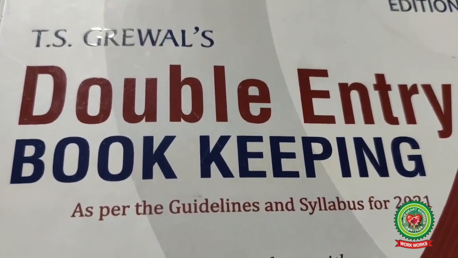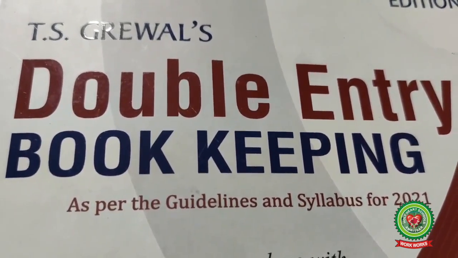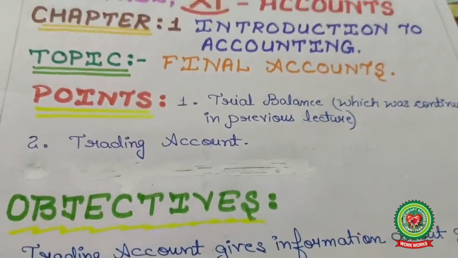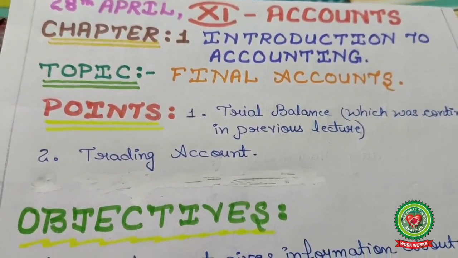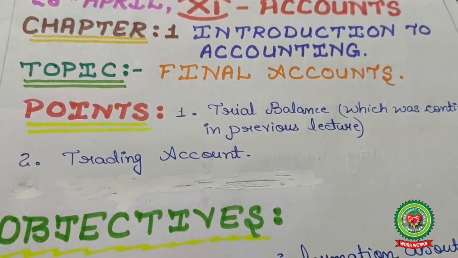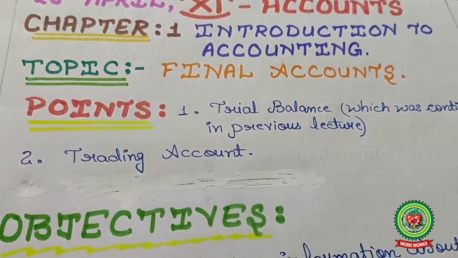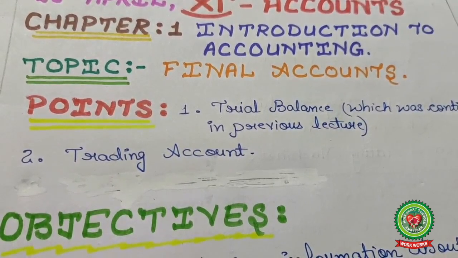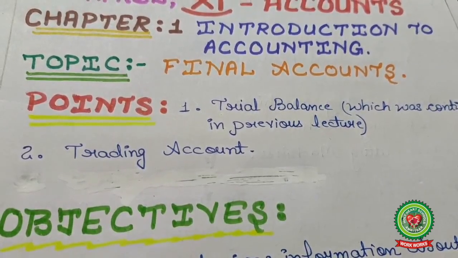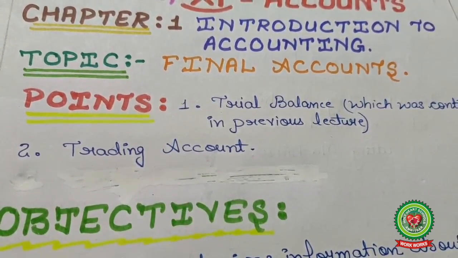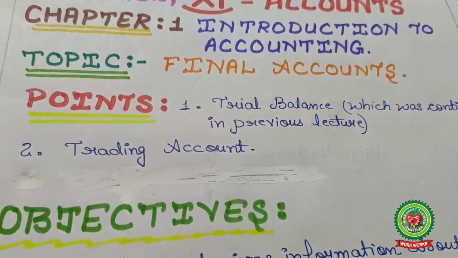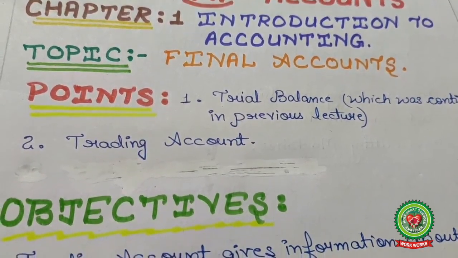Now it's time for your accounts class, from your book Accounts Double Entry Bookkeeping. Yesterday I started one chapter named Introduction to Accounting with you, and I discussed the summarizing point. Under summarizing point I discussed financial statements, and under financial statements: trial balance, trading and profit and loss account. Yesterday I discussed some elements of trial balance and a few are left. So today my topic is trial balance with terms and trading account.